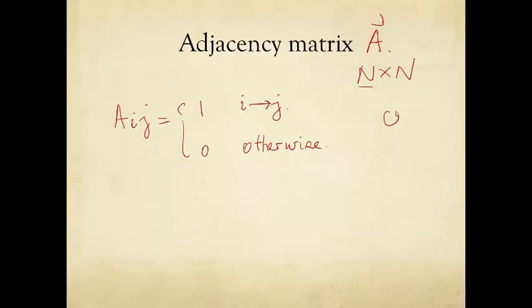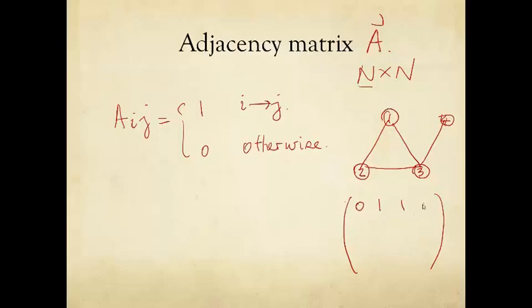For example, if I have the following graph, it's a very simple graph, nodes 1, 2, 3, 4, then the 4x4 matrix A has the following entries. 1 is connected to 2 and 3, so the first row would say 0 because there's no self loop, and then 1, 1, and then 0 because 1 is not connected to 4.